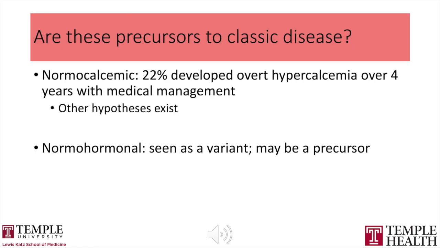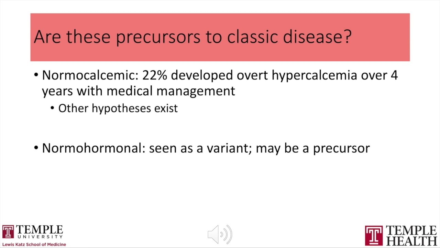So, what are these variants? Are these diseases that will eventually progress to being classic disease? Will they always stay the same with their current biochemical profile? I don't think anyone really knows the answer to that. Of the normocalcemic patients, 22% in one study developed overt hypercalcemia over 4 years while on medical management. But there are other thoughts that perhaps people have different set points where their normal levels of calcium are.